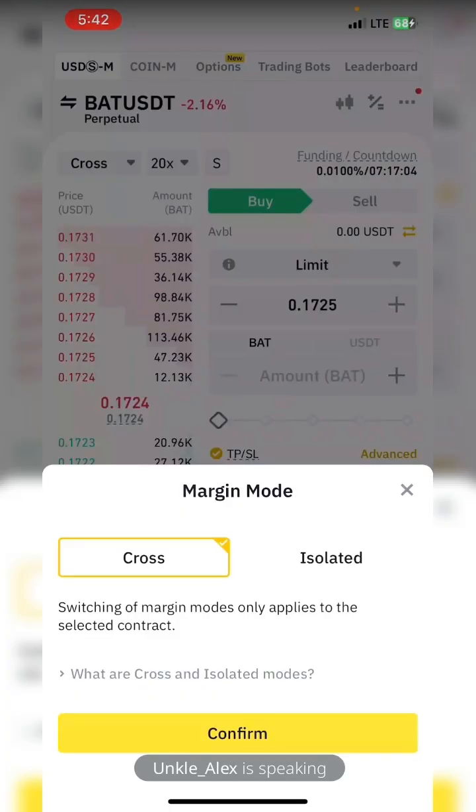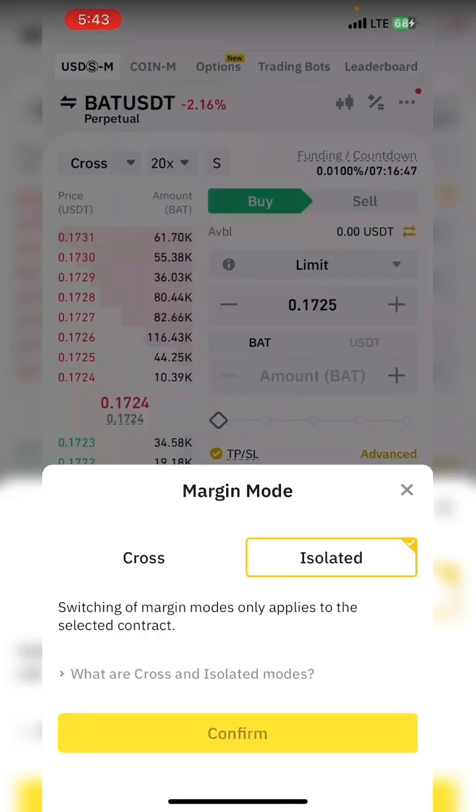Now with cross, you stand a chance of being liquidated and losing everything in your balance if the trade goes against you. But with isolated, that cannot happen because isolated keeps you safe. So I advise everybody here to use only isolated to be on the safe side. That is what I use.